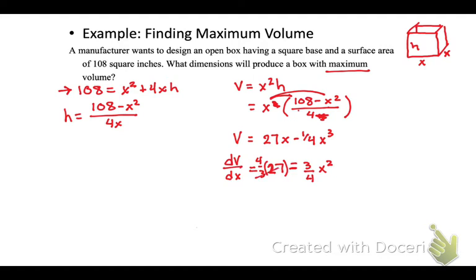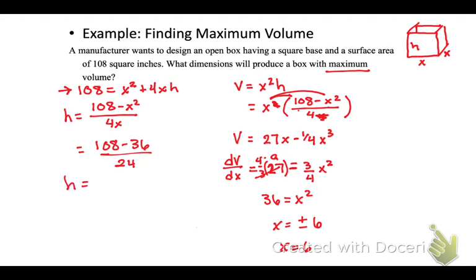Okay, so 9, so 36. So x equals plus or minus 6. Are both of those good answers? No, because distance can't be negative. So x is going to be 6. Now we need to find h. So 108 minus 36 over 24.